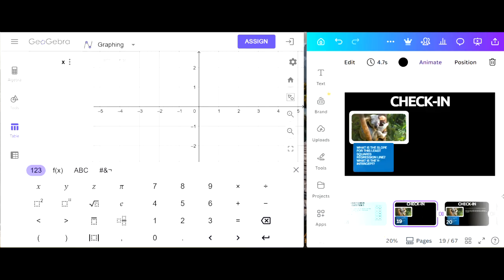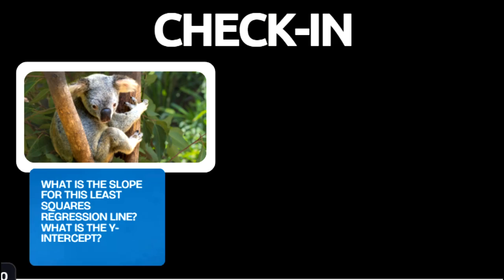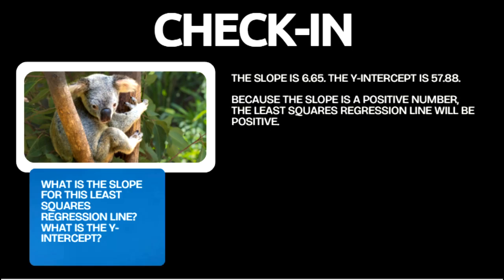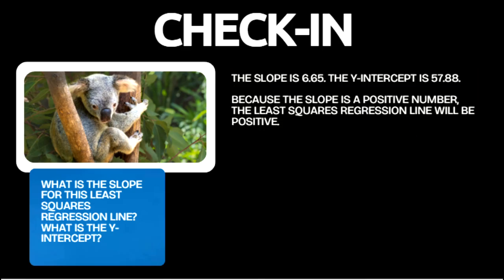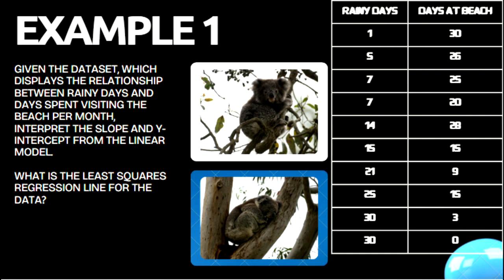Here is the next part of the lesson. Check in. What is the slope for the least squares regression line, and what is the y-intercept? The slope, I don't know how they got these numbers, because we have no table, we have no information. Ignore that.